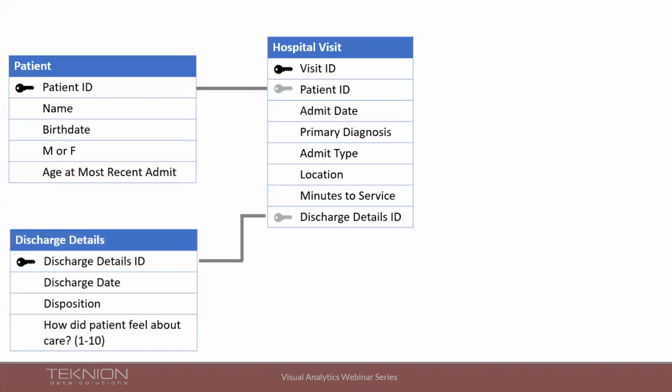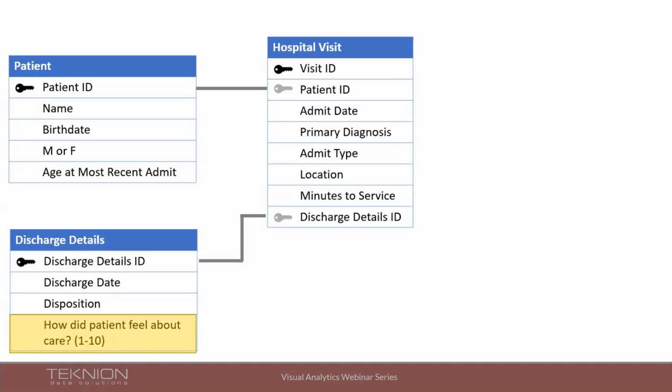Discharge details is another table that just contains information about the discharge from the hospital. So when did they leave? The disposition tells us where they went. Did they go home? Did they go to another facility? And then apparently this hospital did a survey. How did patients feel about their care? It's a value of 1 to 10. So that'll be our measure on this table.